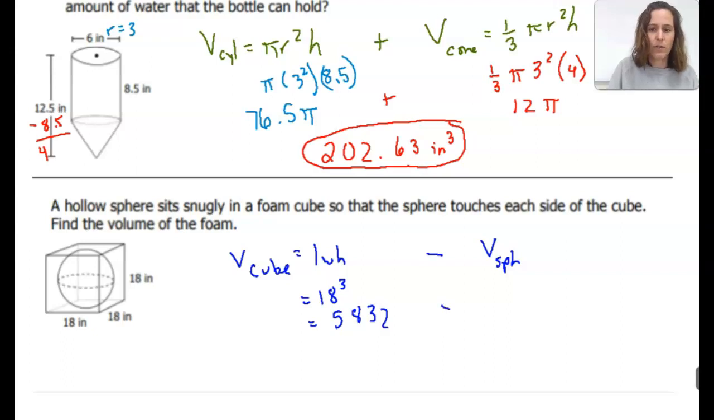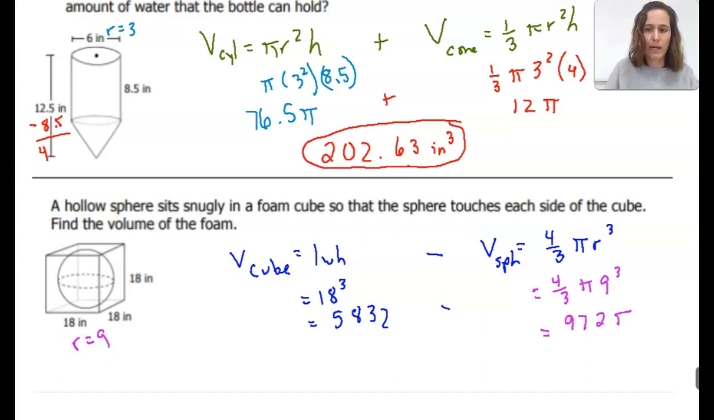And we subtract the volume of the sphere, which is 4/3 pi r cubed. When we plug that in, you would get 4/3 pi, and now the radius, if the length of the cube is 18, that means the radius is 9, so 9 cubed. When you plug all that in, you would get 972 pi, so 5,832 minus 972 pi would get us 2,778.37 inches cubed.